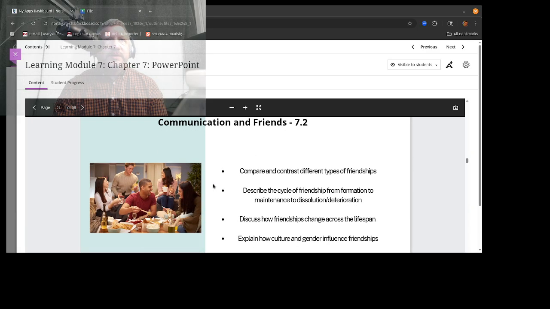Now, let's jump into communication and friends. We're going to compare and contrast different types of friendship. We're going to describe the cycle of friendship and how they form, how they are maintained, and then how they can dissolve or deteriorate, right? We're going to discuss how friendships change over a lifespan. And we're going to talk about how culture and gender influence our friendships.